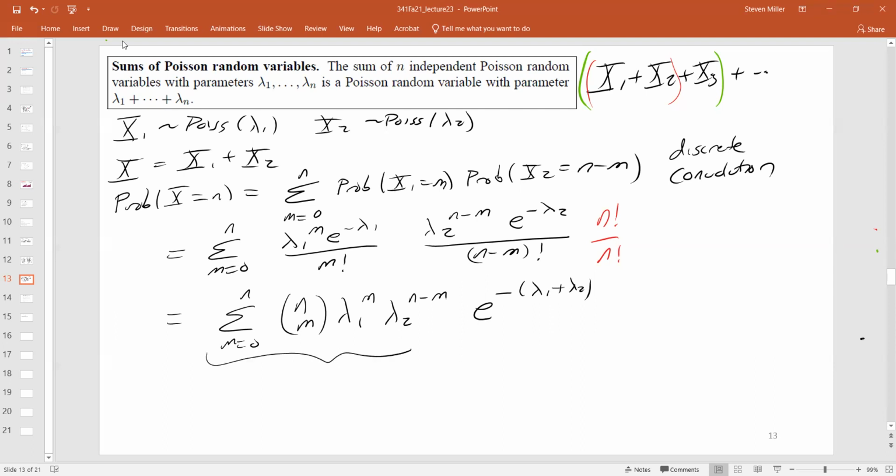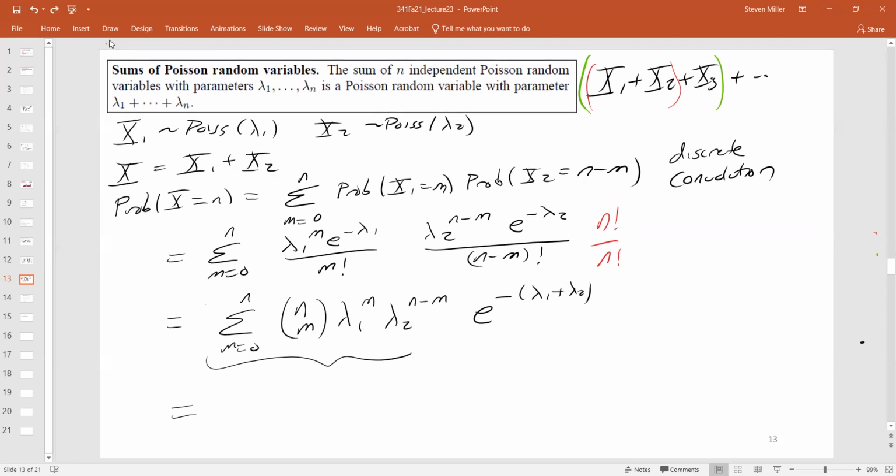Oh, but what is this sum equal to? And we need a 1 over n factorial. So let me put the 1 over n factorial outside. So what is that sum equal to? Binomial. It's just lambda 1 plus lambda 2. So we get lambda 1 plus lambda 2 to the n, e to the minus lambda 1 plus lambda 2, over n factorial. And you can see why I can do this lecture without notes, right?